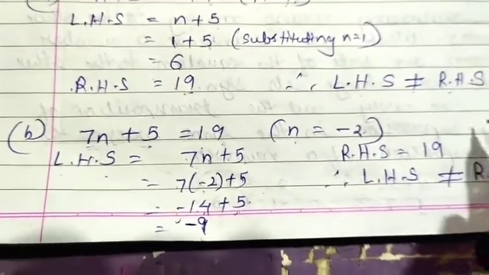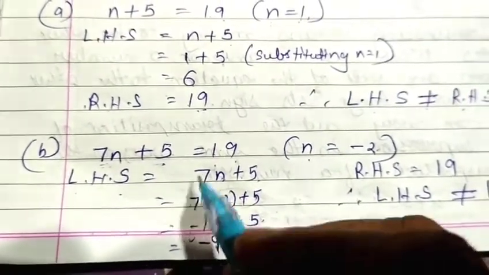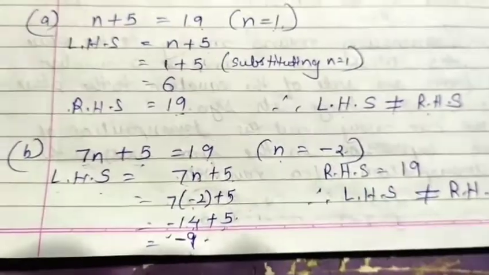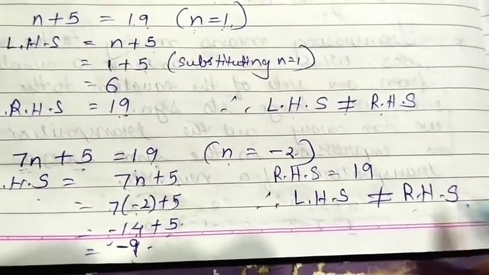Now dear student, here you are getting negative 9. And the right hand side the value is 19. So we can say that left hand side is not equals to right hand side.